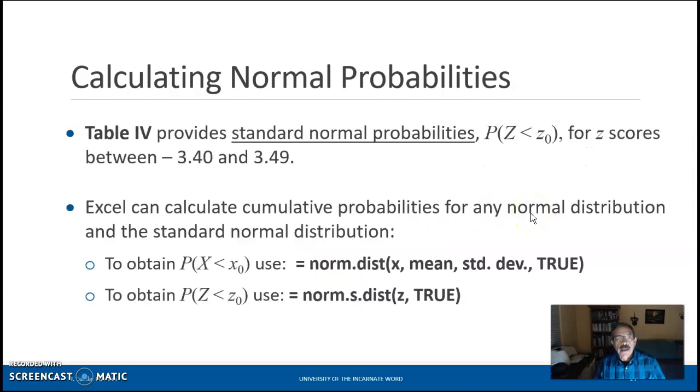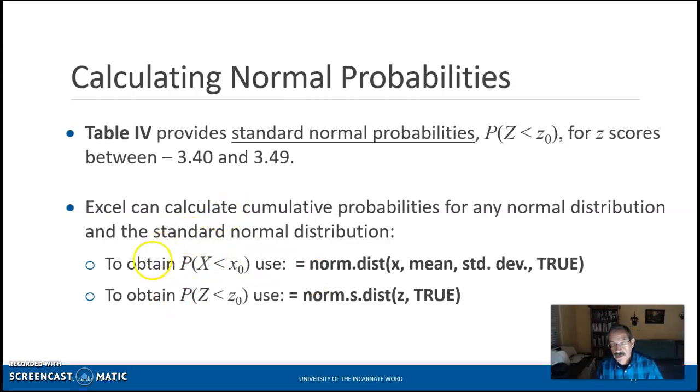All right. Now, table 4, we're going to use that table, and it's posted on Blackboard. This table provides the standard normal probabilities. It gives the probability that the random variable z is less than or equal to some number z sub 0. And this table provides z-scores that go from minus 3.4 all the way to 3.49. Also, Excel calculates these cumulative probabilities for any normal distribution and for the standard normal distribution.